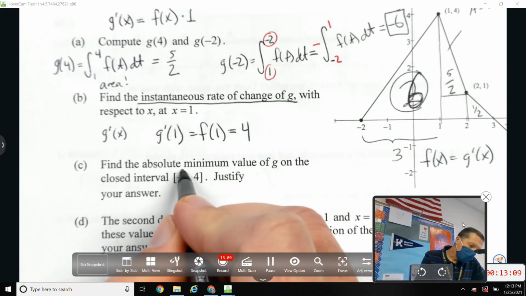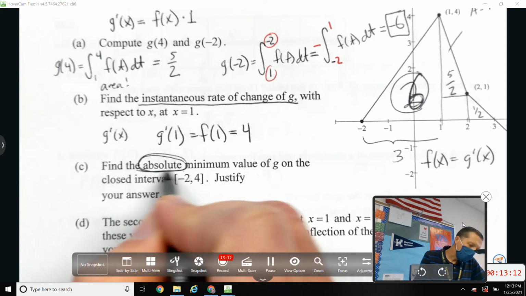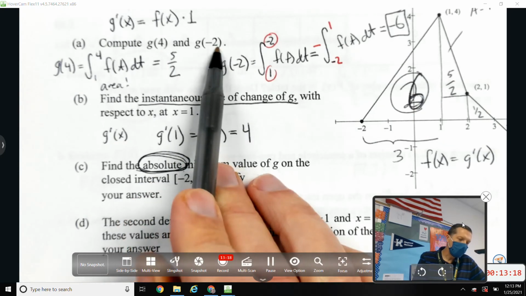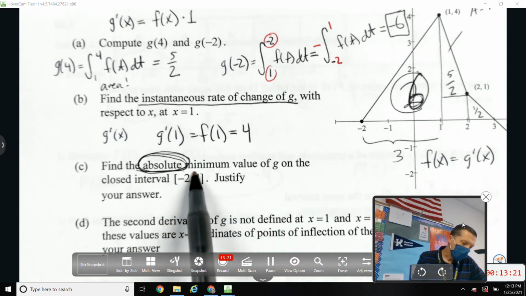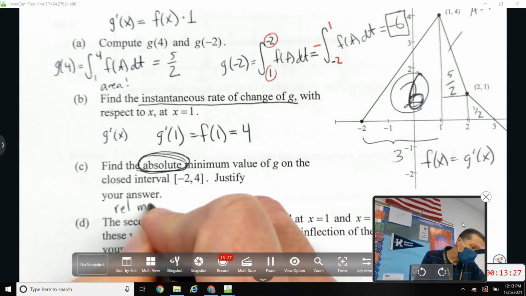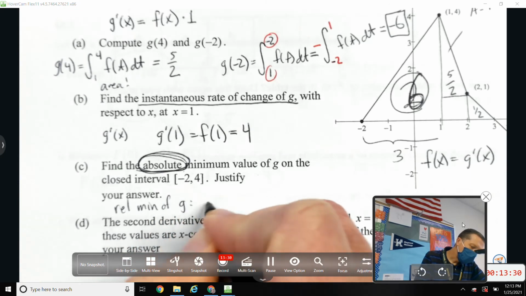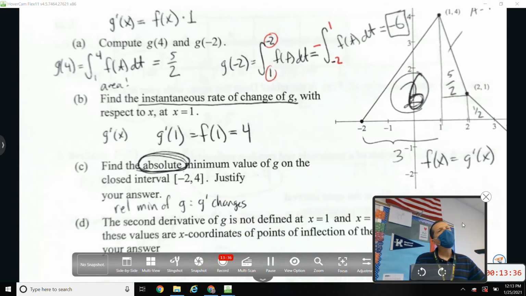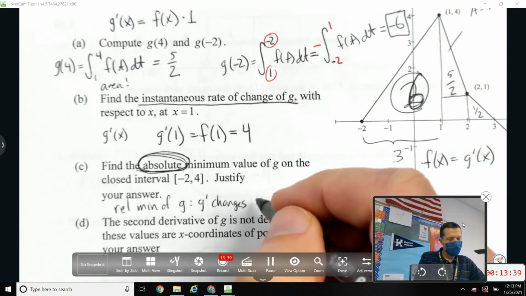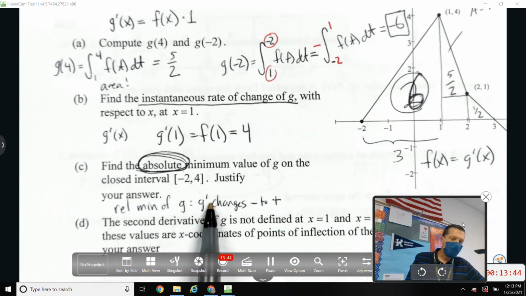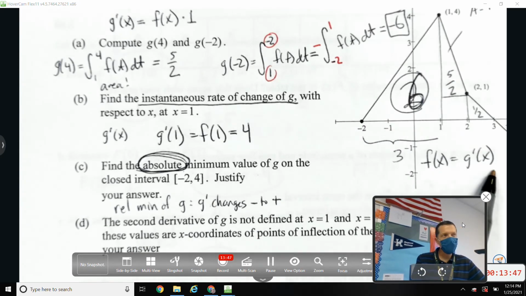Find the absolute minimum. Check endpoints, check endpoints, check endpoints. Although we already found g of 4 and g of negative 2, so that's nice. Absolute minimum value of g on the closed interval. Justify your answer. Okay, well, the relative minimum of g would be where g prime changes from negative to positive. But g prime is the same as f.